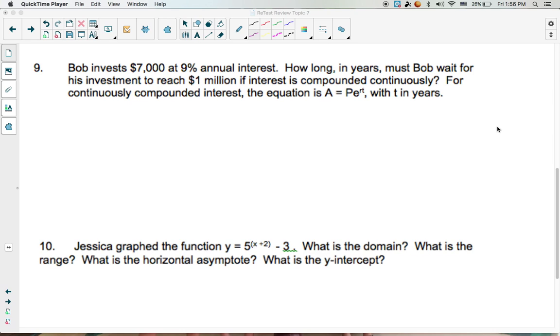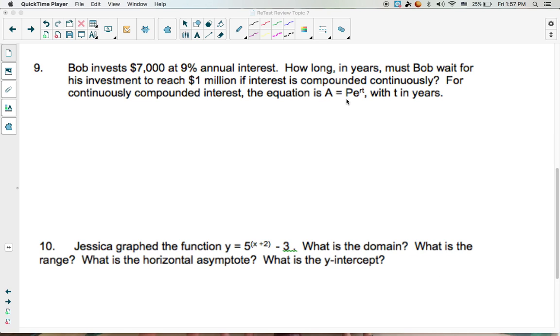Retest review, test 2, problems 9 and 10. Bob invests $7,000 at 9% annual interest. How long in years must Bob wait for his investment to reach $1 million if interest is compounded continuously? For continuously compounded interest, the equation is A equals P e to the rt, with t in years.